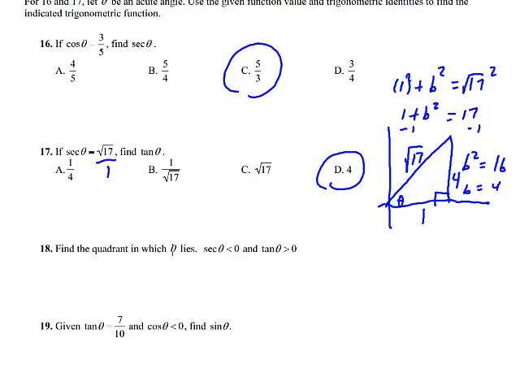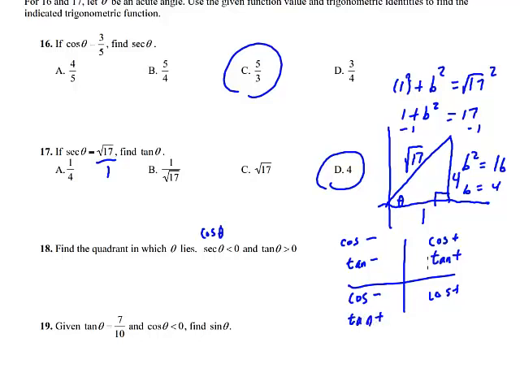Find the quadrant in which theta lies. Secant is just the reciprocal of cosine. So I know that all students take calculus. Cosine is going to be positive, cosine is going to be positive, and cosine is going to be negative, and cosine is going to be negative. Tangent's positive. I know that everything's positive here, so tangent's positive. Tangent is negative. Tangent is positive, right? All students take calculus. So tangent is negative. So where it's negative and positive would be right here in quadrant 3.